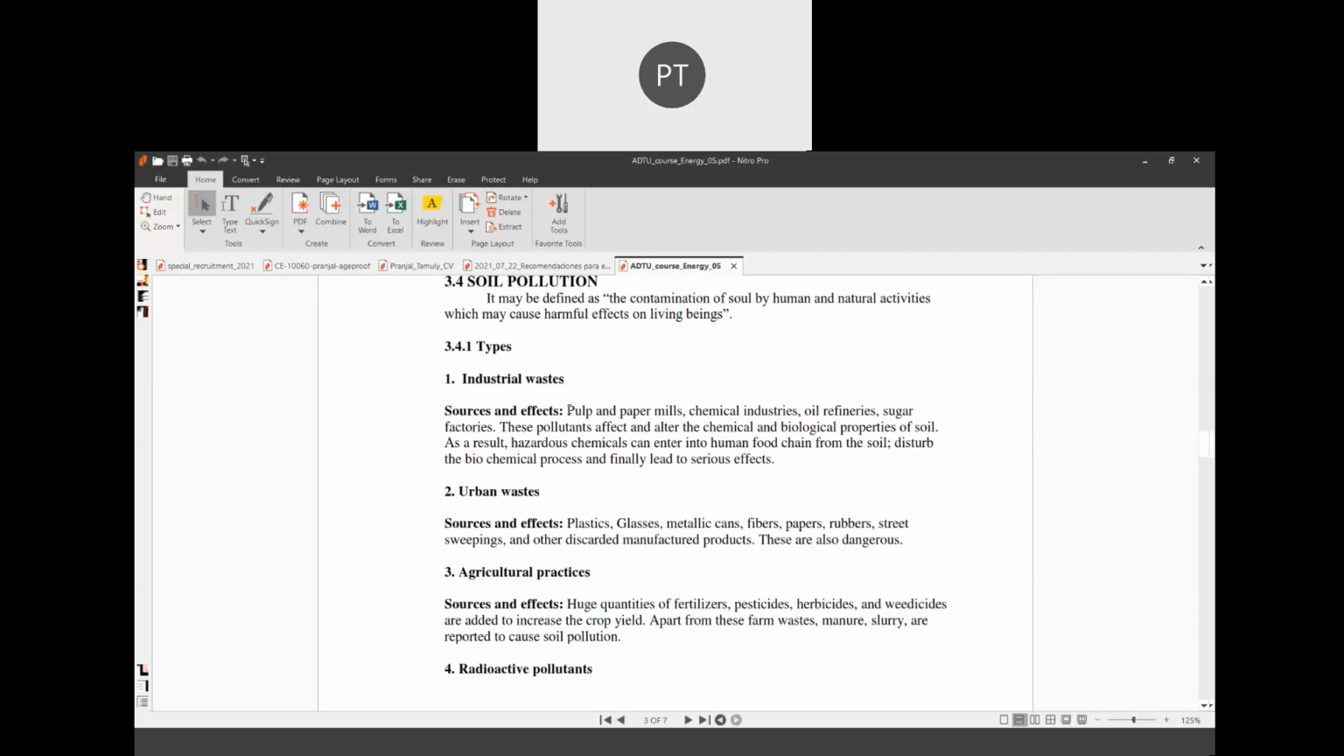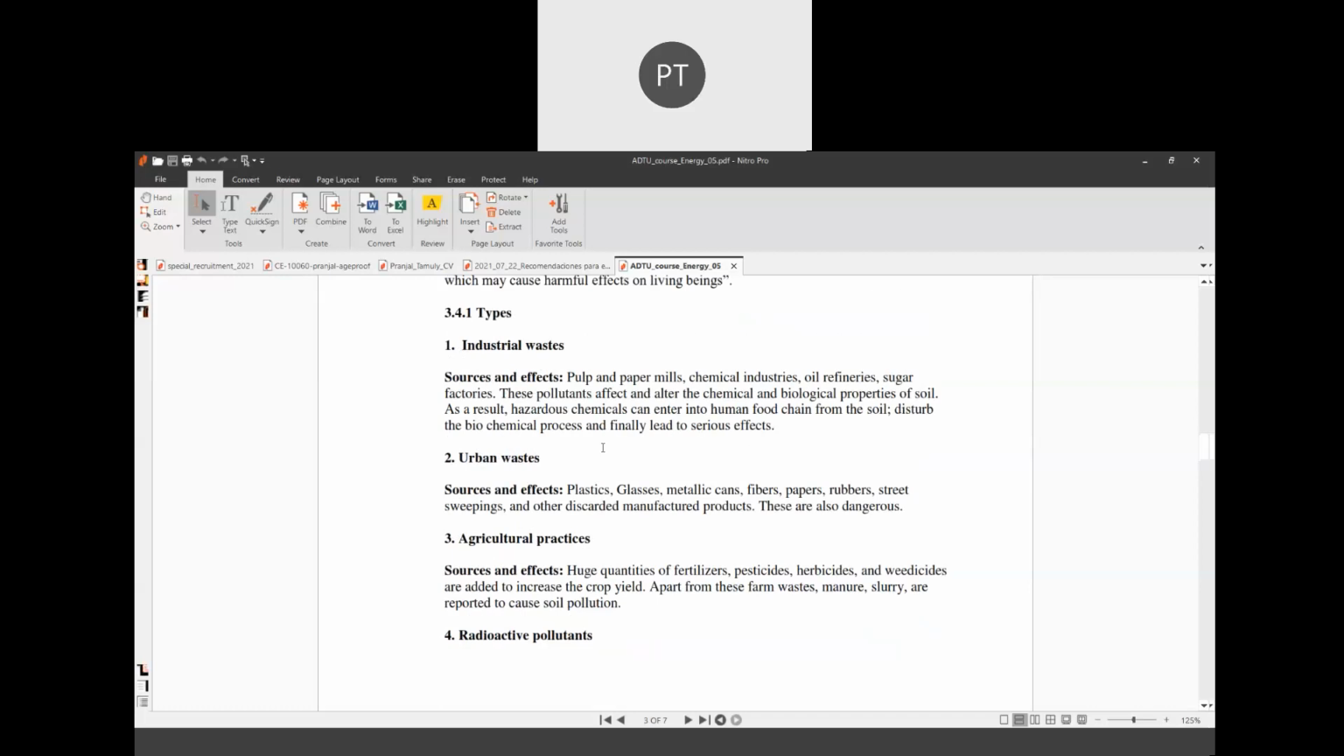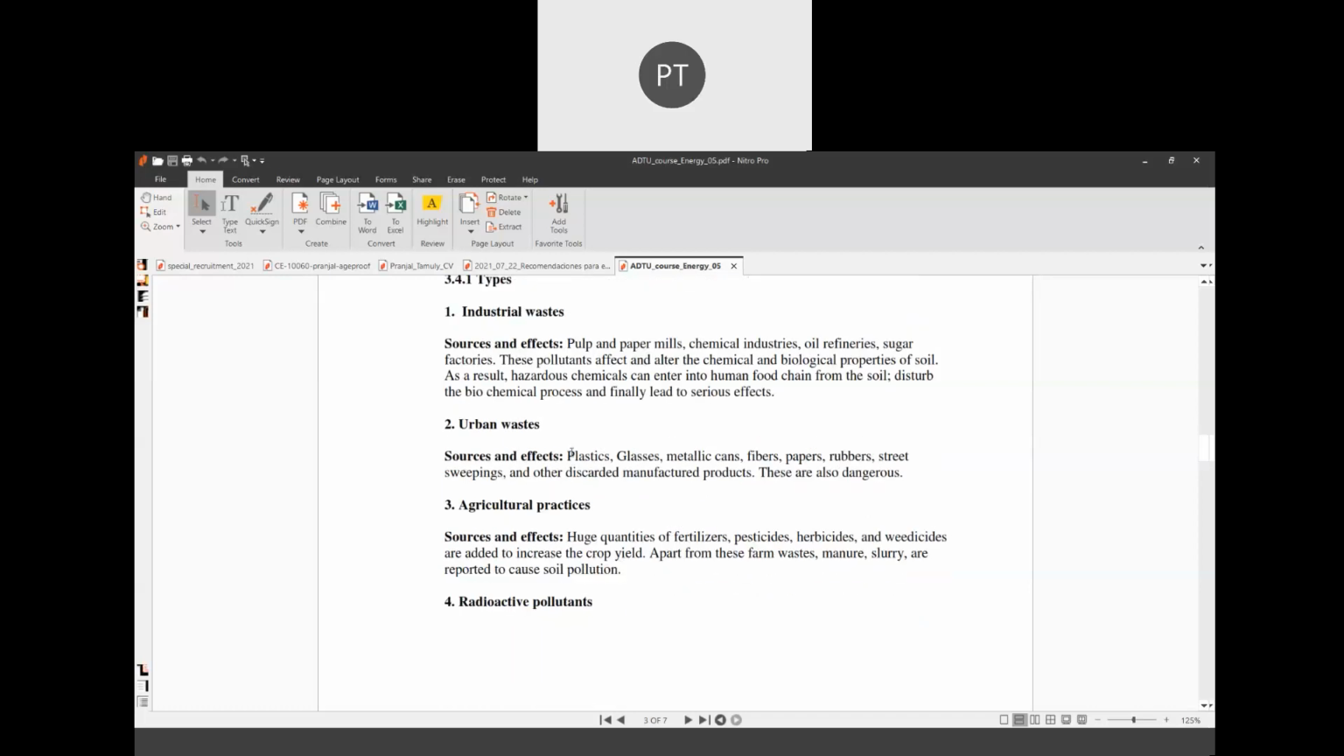So this pollution affects and alters the chemical and biological properties of soil. As a result, hazardous chemicals can enter the human food chain from soil, disturb the biochemical process, and finally lead to serious effects. So urban waste is another source of soil pollution: plastic, glasses, metallic cans, fiber, papers, rubber, street sweeping, and all these discarded manufacturing products. So these are also dangerous.